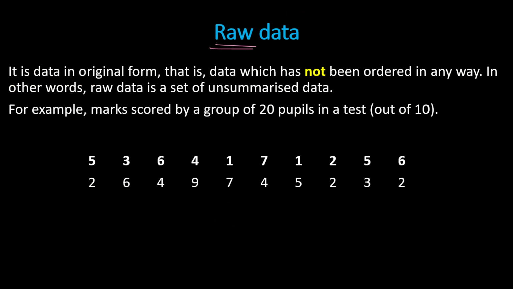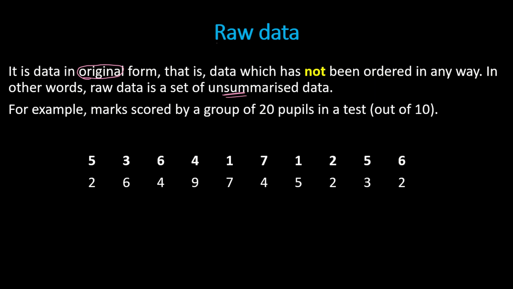Raw data. Raw data means data that has not been organized in any form. Right? It is data in original form. Or simply it is a set of unsummarized data. What do we mean by these?